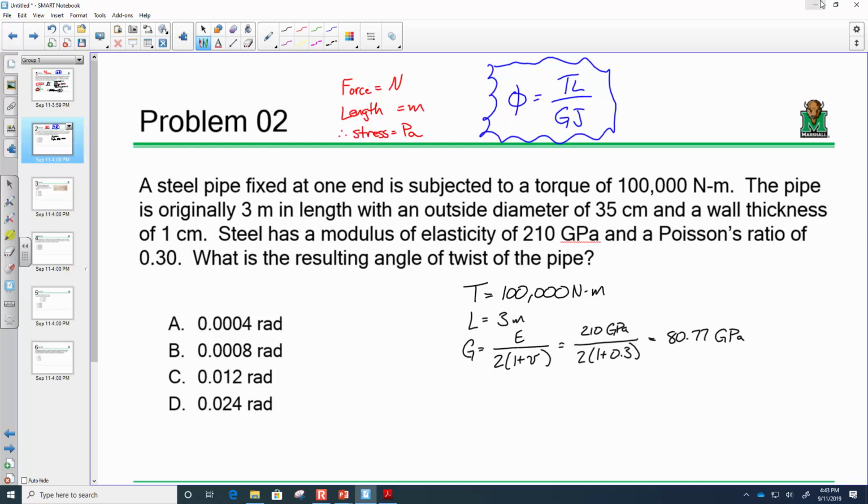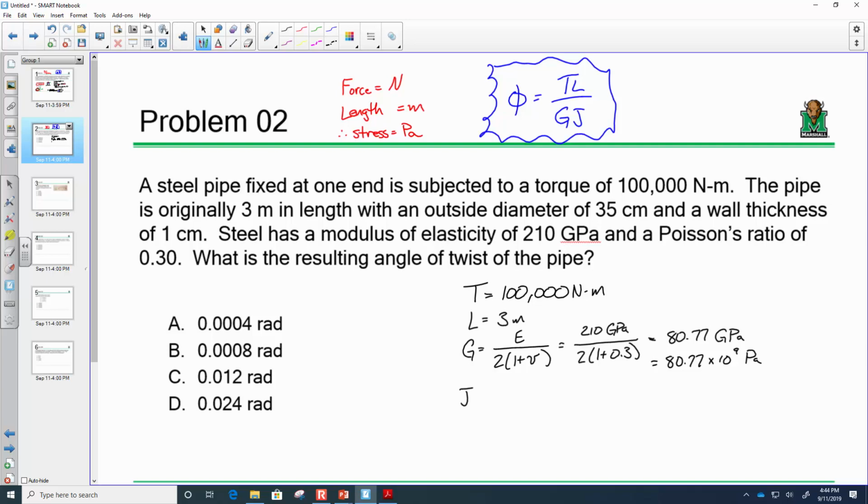And then the giga is just 10 to the what? There you go. All right. Now, we got T, we got L, we got G.